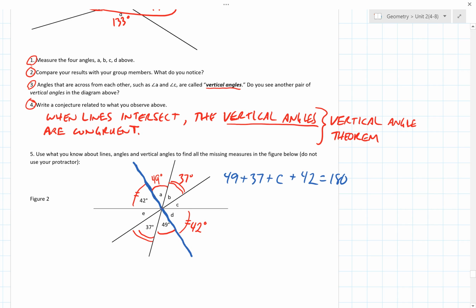So now we can first add up the numbers that are on the right side. So 49 plus 37 plus 42, that is 128. So we have C plus 128 equals 180. And then we can subtract 128 from both sides, and we get C equals 52 degrees. So now we know C is 52 degrees, and E is a vertical angle with that. And so E would have to be 52 degrees as well. So now we have found all the missing angles in that diagram.